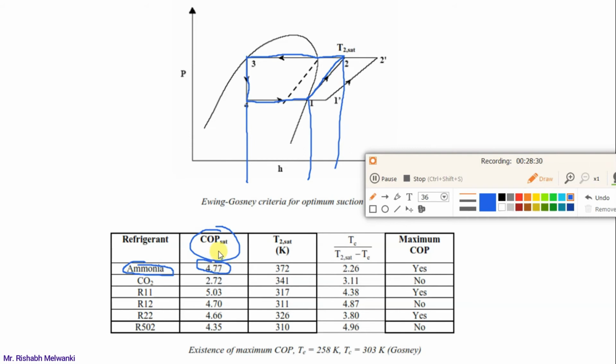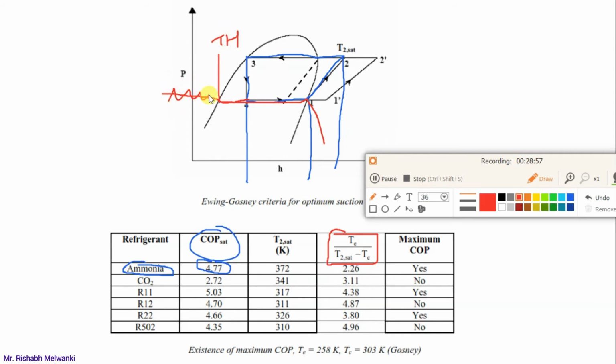Now the second thing is, observe this equation: TE upon T2 sat minus TE. Now what is this? Understand. TE is the evaporator temperature. So this temperature, here this will be the nature of a constant temperature line.